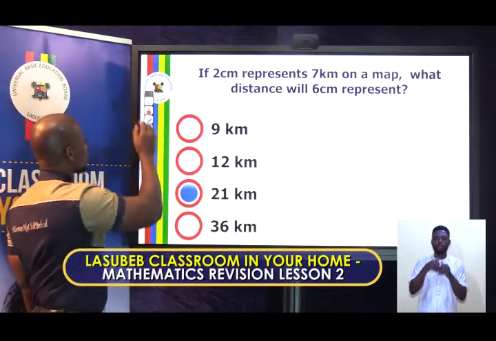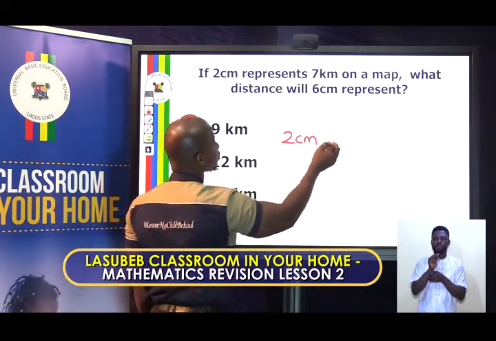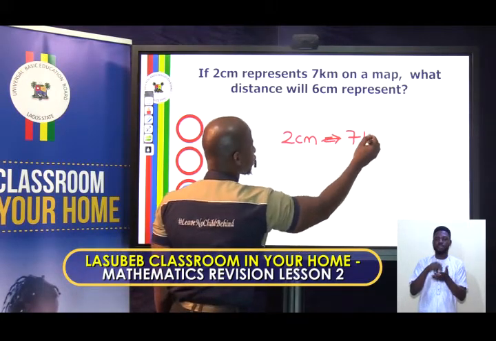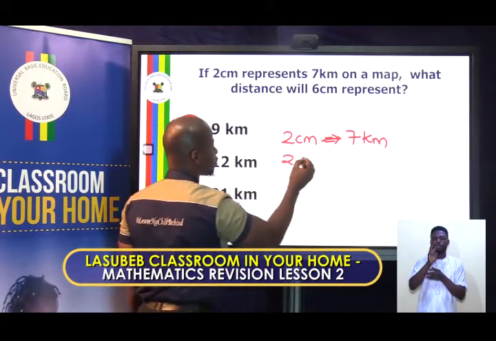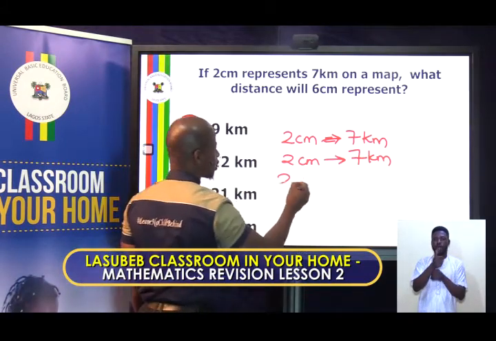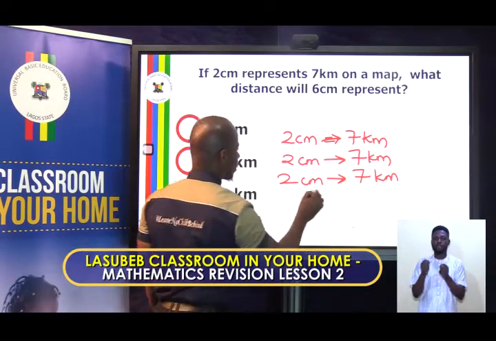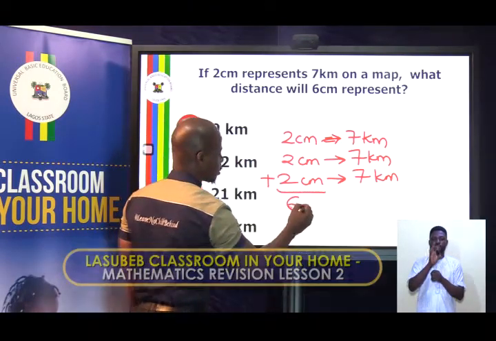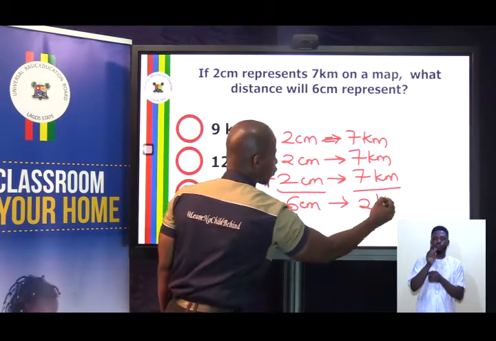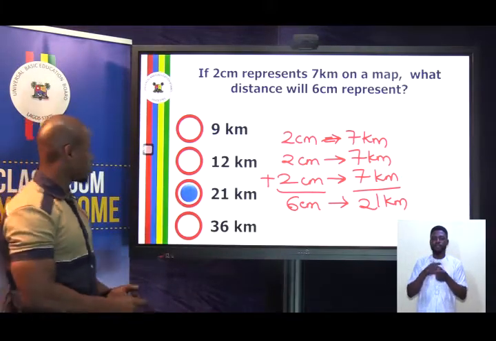How did we get that? Well, it's quite simple. 2 centimeters represents 7 kilometers. Another 2 centimeters represents another 7 kilometers. Another 2 centimeters represents another 7 kilometers. Altogether, 6 centimeters will represent, add everything here, you get 21 kilometers. That is it, my friend.